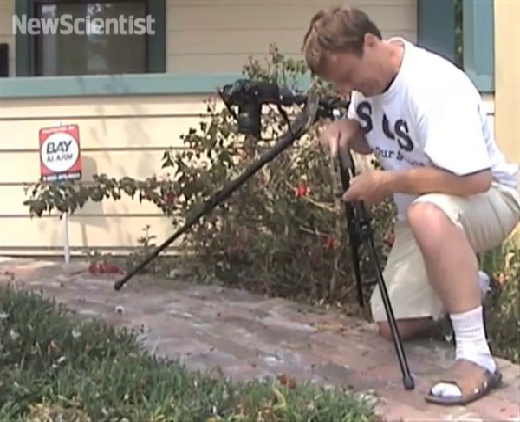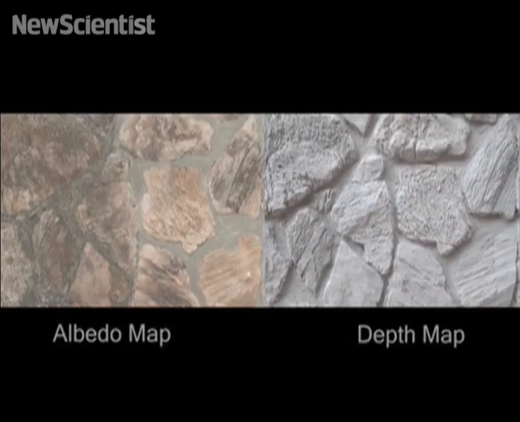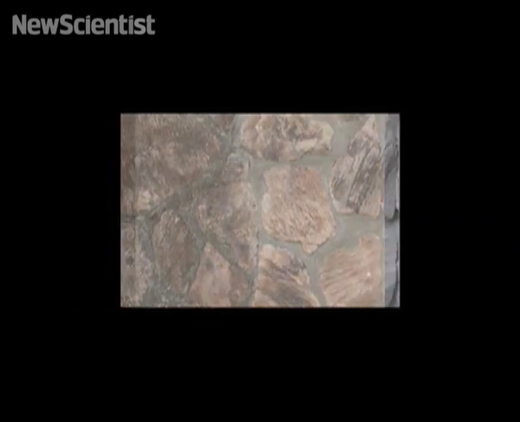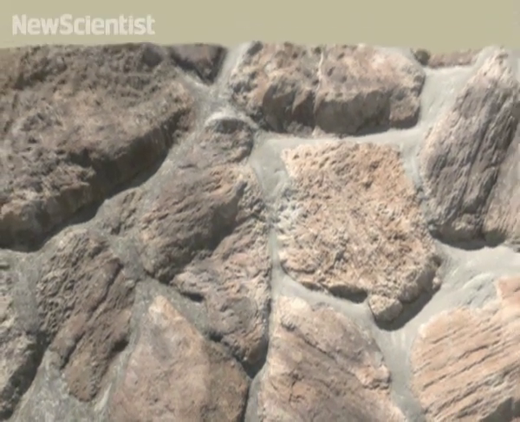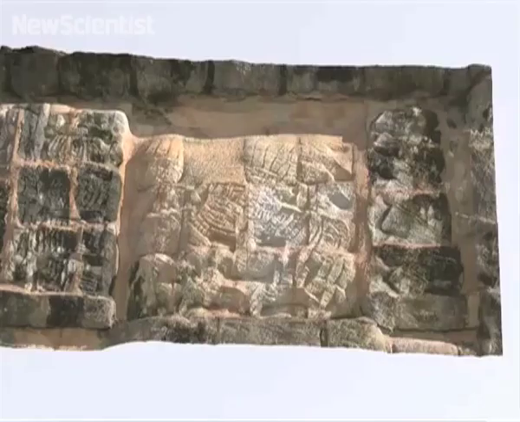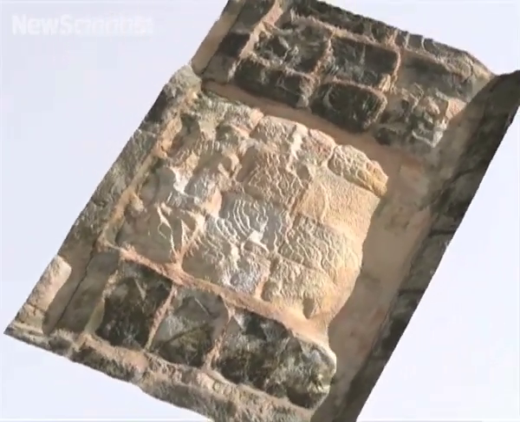What we've developed is a technique that uses simple photography to take a sequence of two images, one with flash and one without, and then combines them to create an albedo or reflectance map and a height field or depth map, together which you can use to render from any angle under any lighting. And what makes the technique unique is that we have depth information per pixel with no gaps or errors in the data.